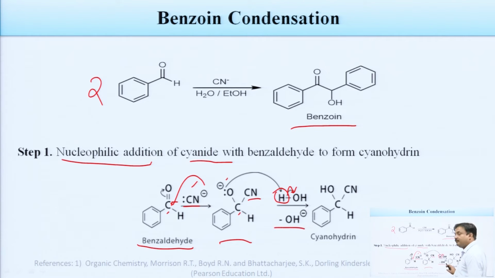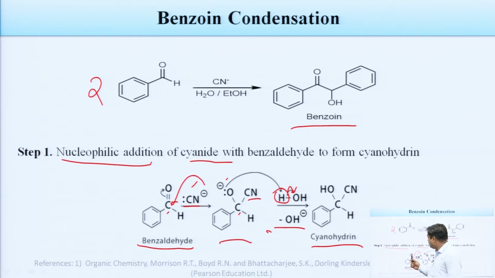Okay. So, there is a removal of 1 mole of hydroxyl ion and we are getting cyanohydrin in the first step. So, again I am repeating that in the first step, the nucleophile cyanide ion will be attacking on the carbonyl carbon.